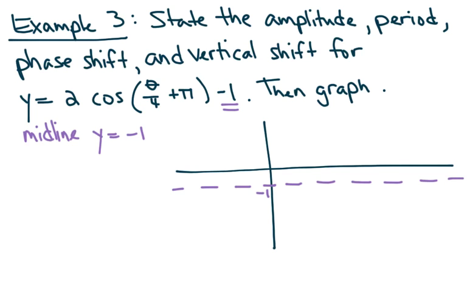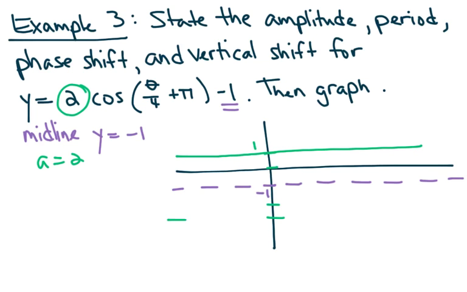How far is it going to oscillate? That's what the amplitude is going to tell you. It's going to go 2 units above, and it's going to go 2 units below the midline.